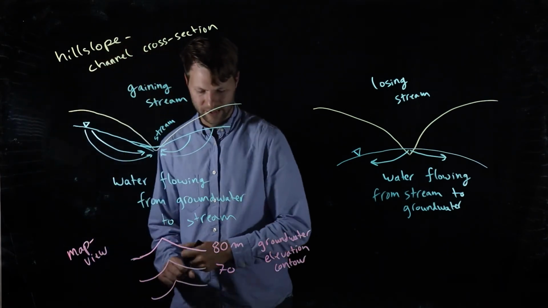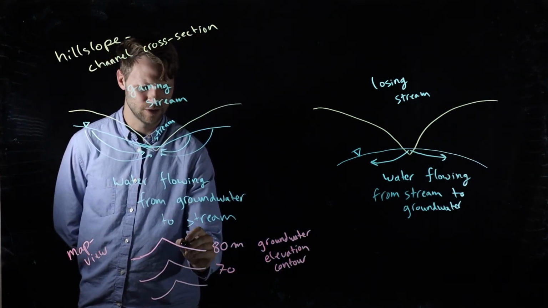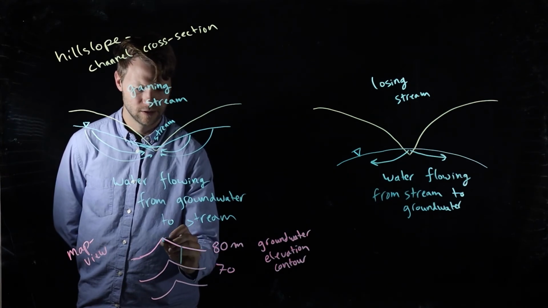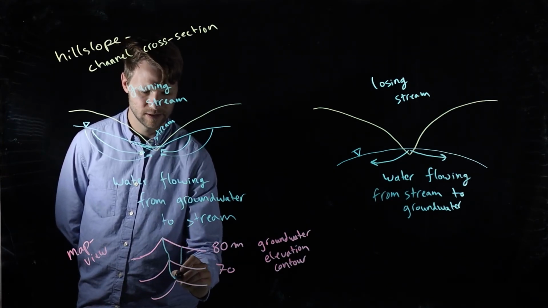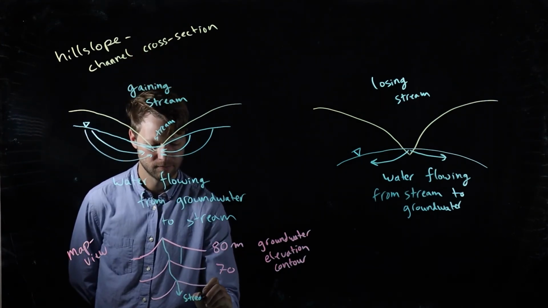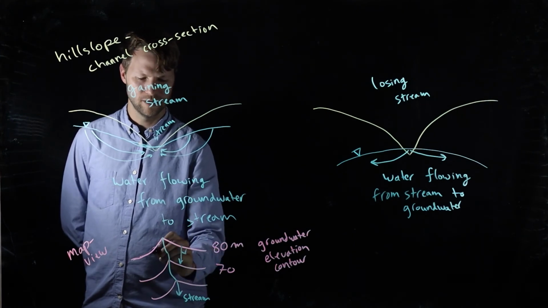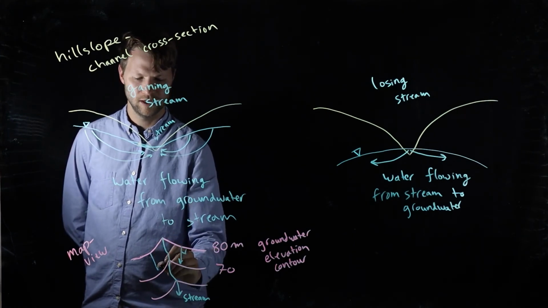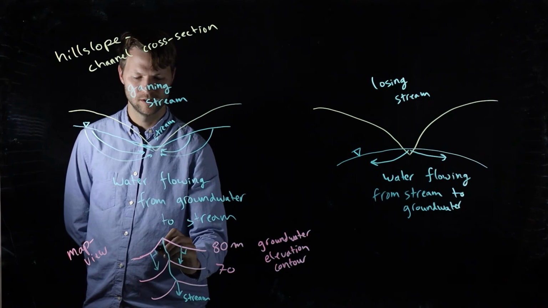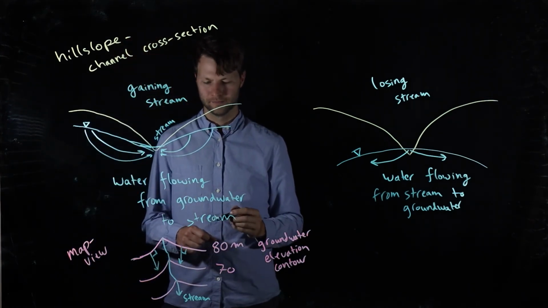In this scenario, water is flowing from high head to low head. It's flowing this direction. So this here is the stream channel. And we see that the groundwater is flowing inward towards the stream channel in this example of the gaining stream.